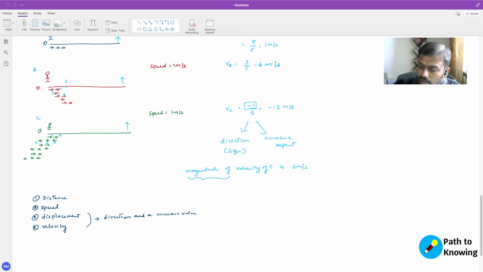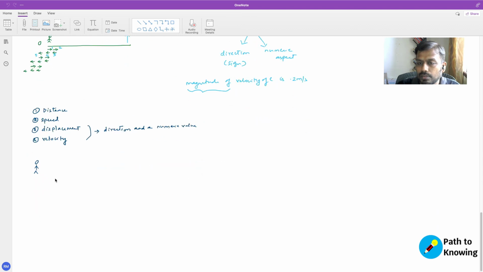So to understand the fifth aspect beyond the four, let us consider two scenarios. Scenario one: you have a person who is walking along a straight line, and let's divide their path into three sections of 10 seconds each. In the first 10 seconds, starting from the origin, the person is able to cover 10 meters, and let's call it point A.